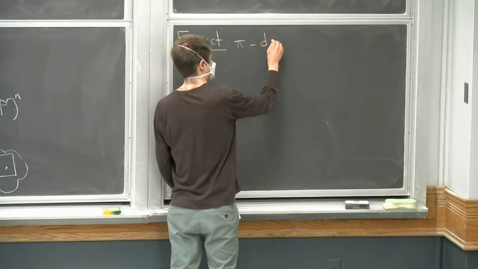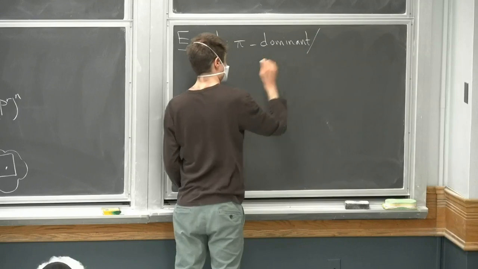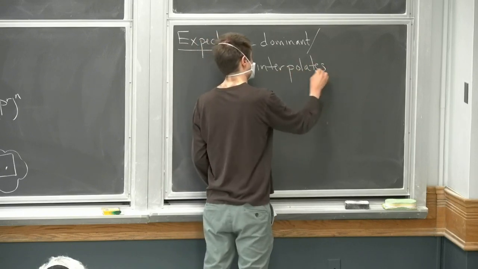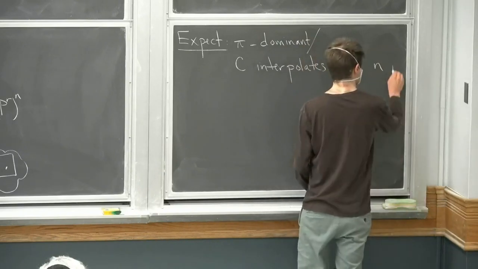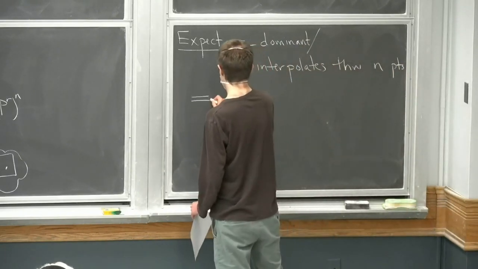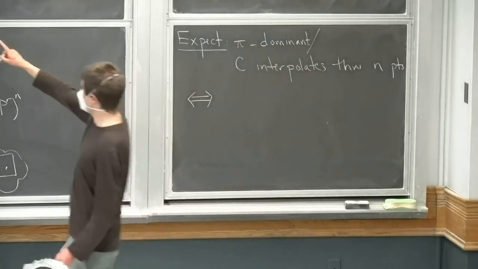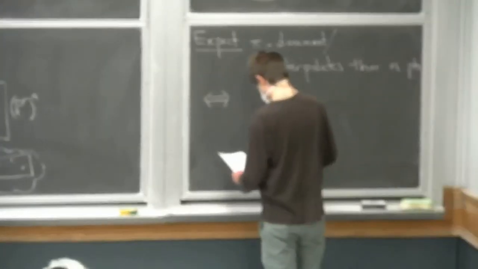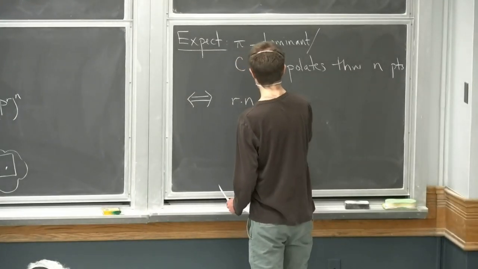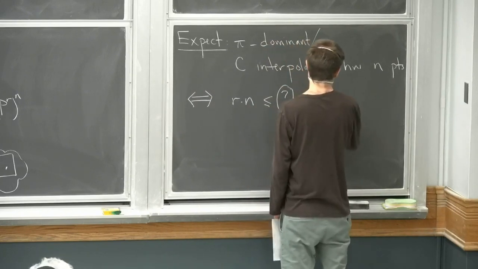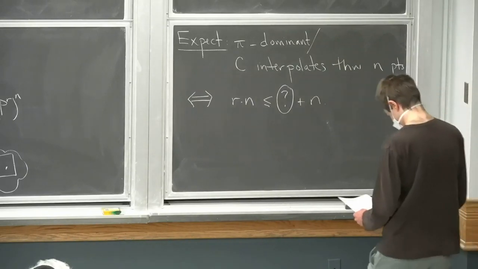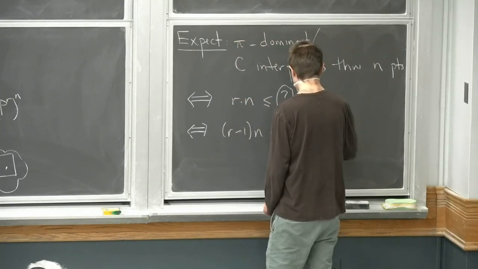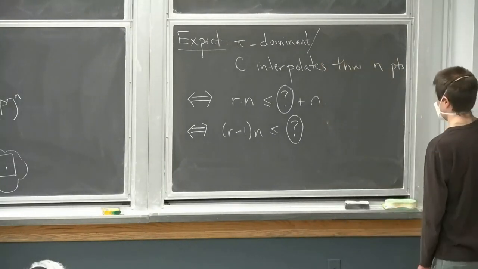Well, I expect that pi is dominant, which is, of course, the same thing as saying that a curve C of this degree and genus interpolates through n points, if and only if the dimension of this space up here is more than the dimension down here, i.e., r times n is at most whatever this question mark is, plus n, or stated a different way, r minus 1 plus n is at most this dimension. Okay.